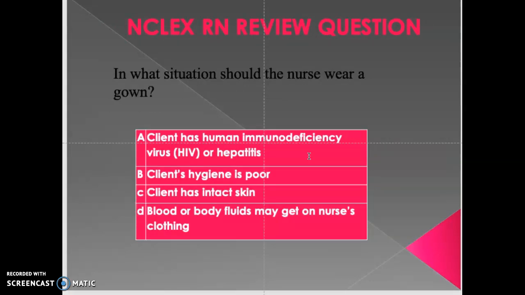In which situation should the nurse wear a gown? A client has human immunodeficiency virus or hepatitis. Client hygiene is poor. Client has intact skin. Blood or body fluids may get on the nurse's clothing. So D is the correct answer.